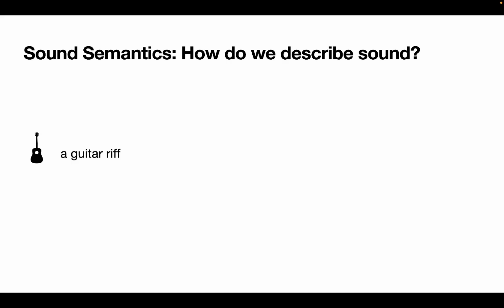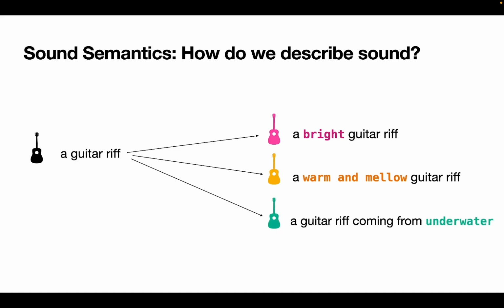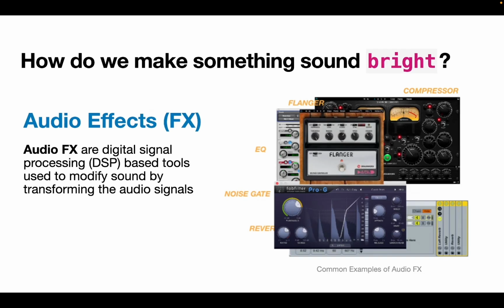As humans, we're naturally great at describing sounds using concepts. For example, if we hear this original guitar riff, then this modified version, we might say it sounds bright. Another might sound warm and mellow, or even might sound underwater. Currently, if we want to make a sound tinny or crunchy, we rely on audio effects.